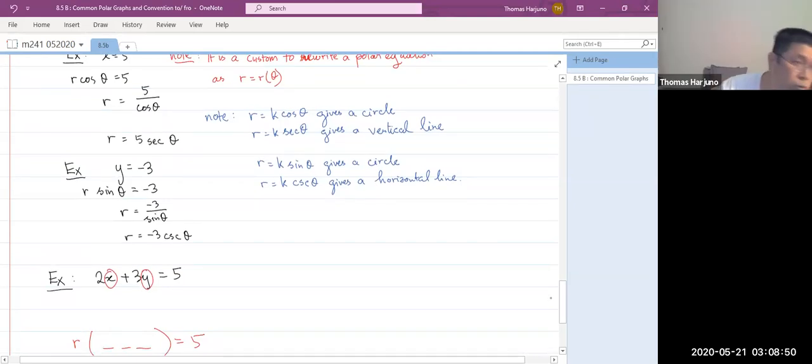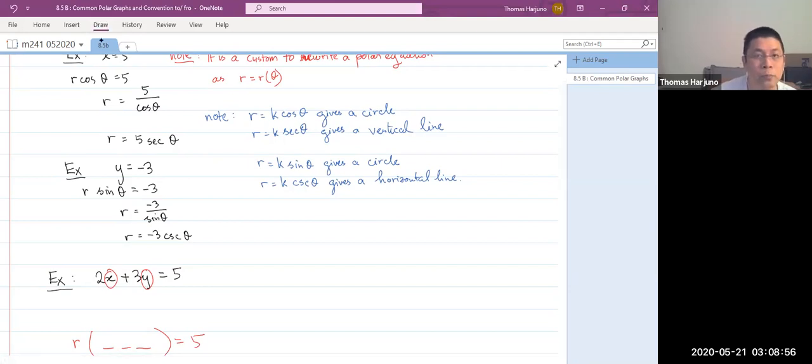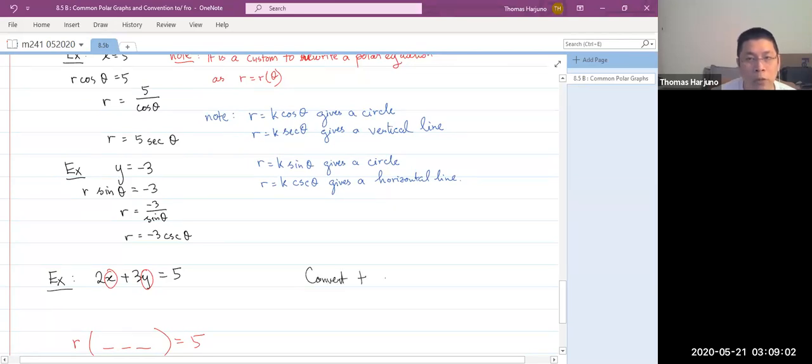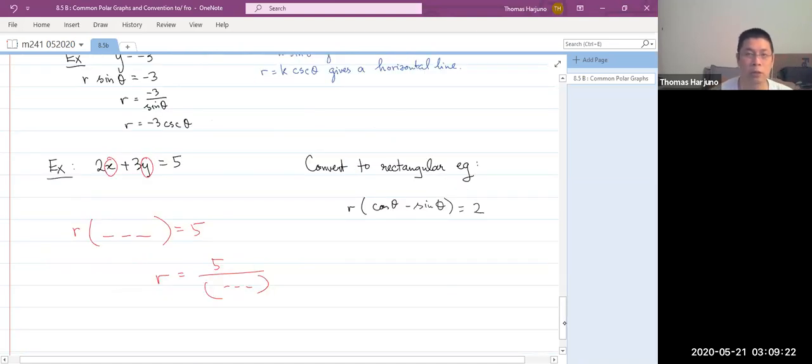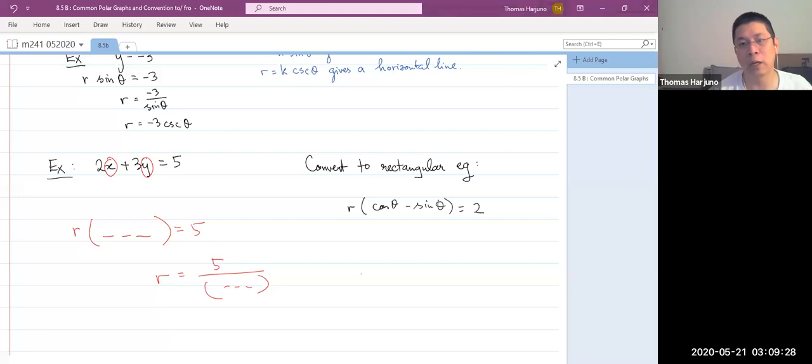And let me ask you to try this one also. Convert to rectangular equation: r times (cosine theta minus sine theta) equals 2. Okay, so the first one will take you 2 minutes. The second one should take you 2 minutes. Together with your break, let's come back at 8:05.